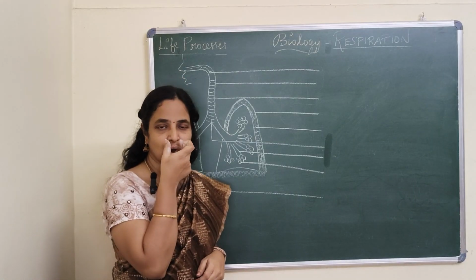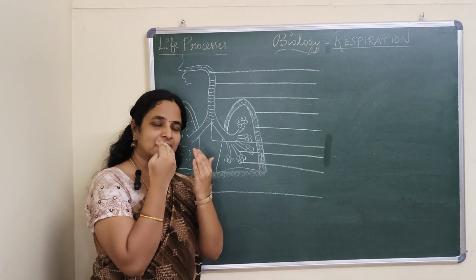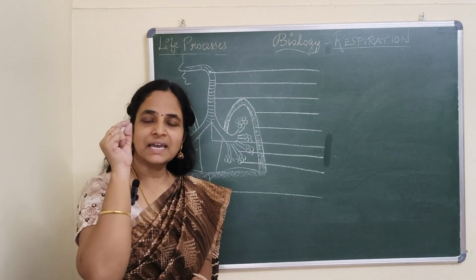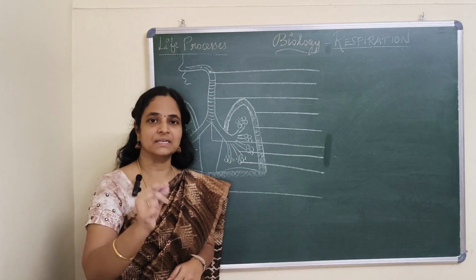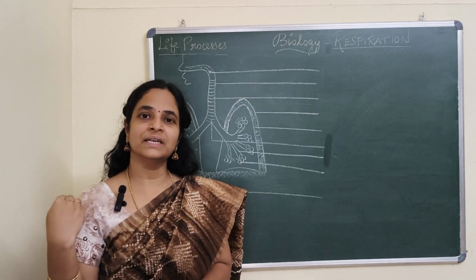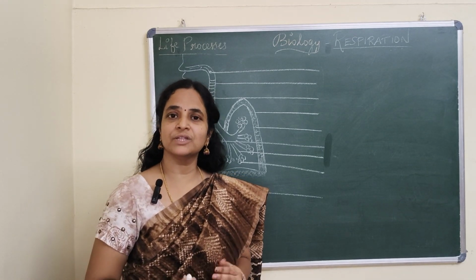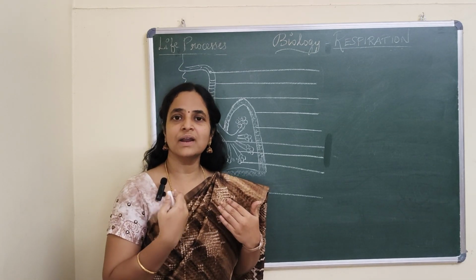So we have two holes here. We call them the external nostrils. The external nostrils have tiny hairs as well as mucus. These two act as a physical barrier which doesn't allow any dust or dirt to enter. That is why we are advised to breathe only through our nose and not through our mouth.